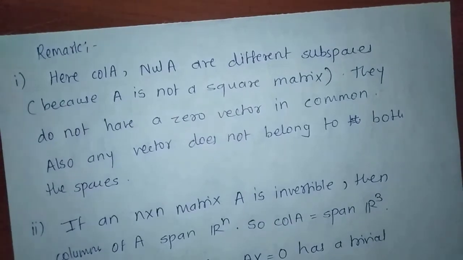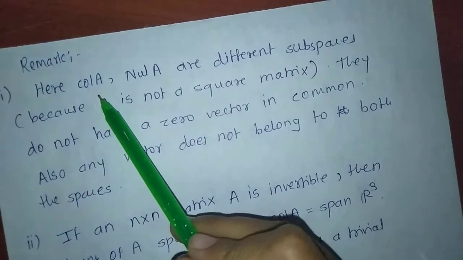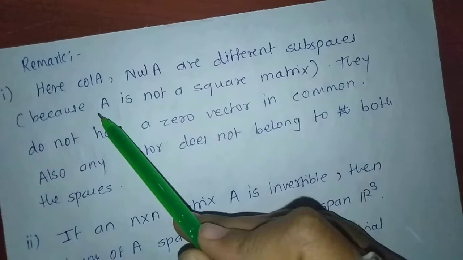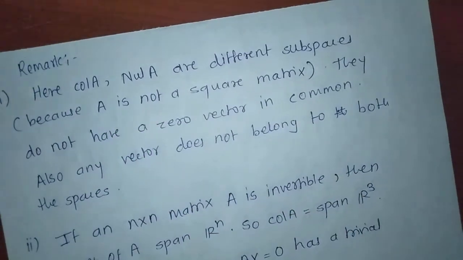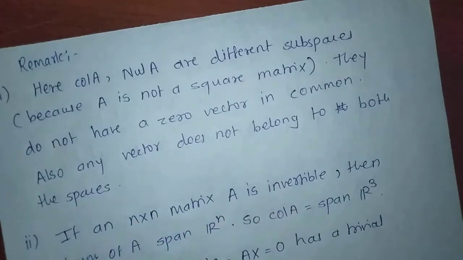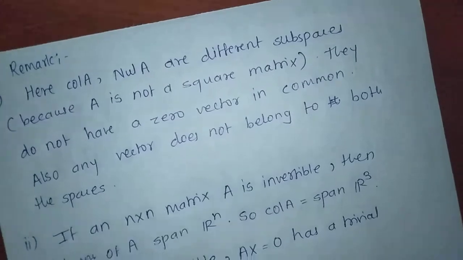Hello students. Next remark. First, the column space of A and the null space of A are different subspaces because A is not a square matrix. They do not have a zero vector in common. Also, no vector belongs to both spaces.